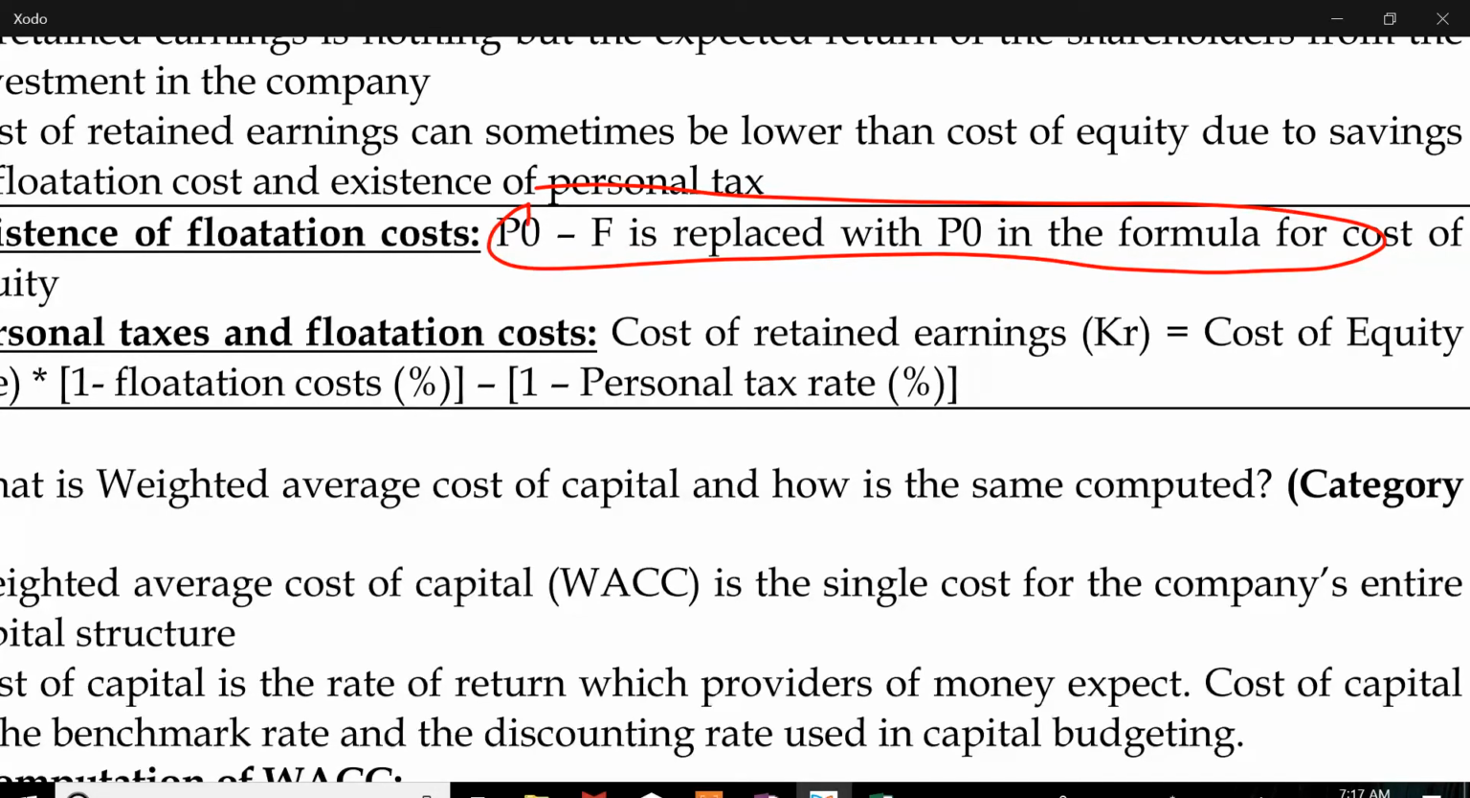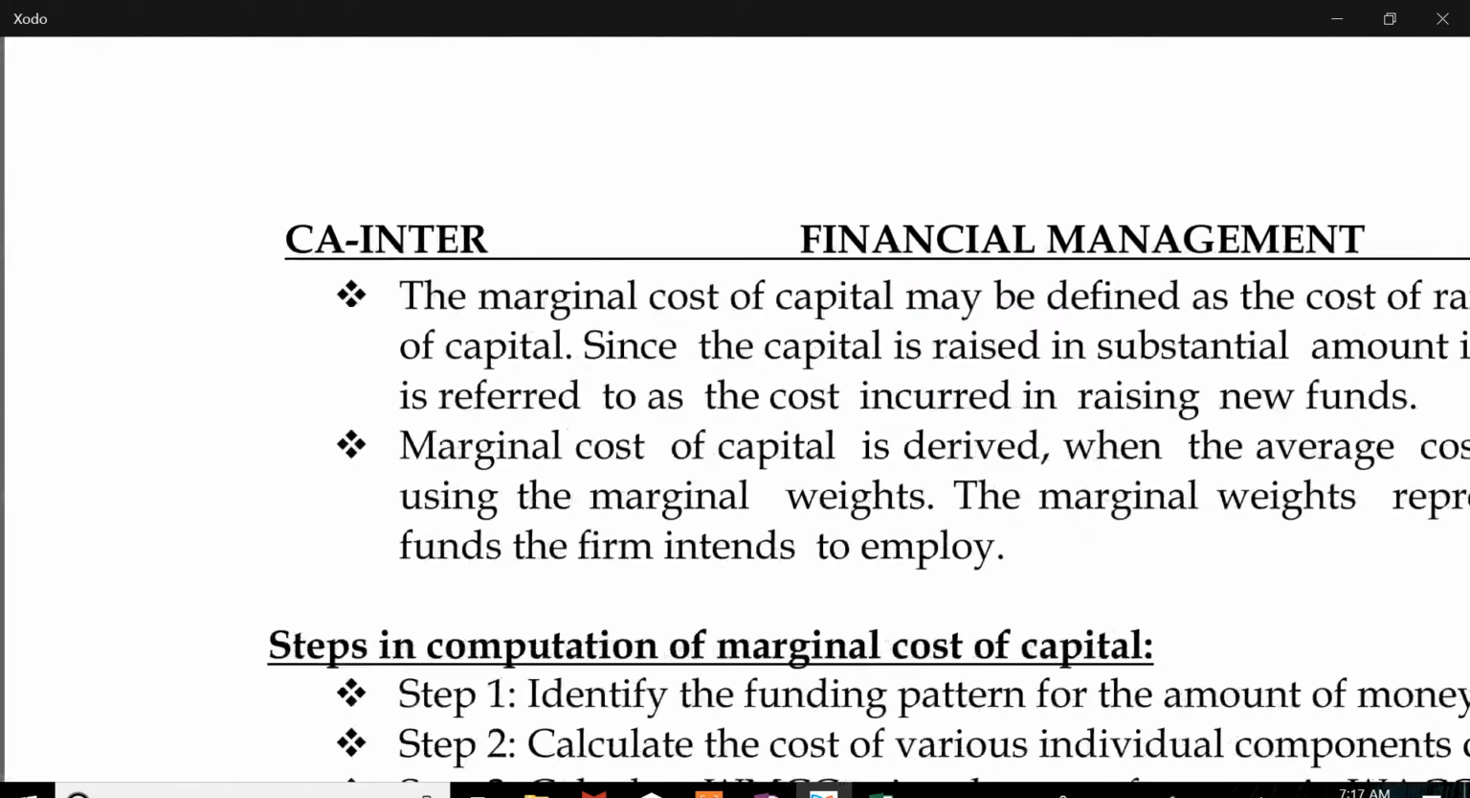If face value is not given, you assume 10, 100, 1000, whatever number you want to assume. All those rules will exactly continue here. The only change I am talking about is, instead of using interest after tax, you will use preference dividend. Clear? Any doubts on this? And the short form is we use KP.